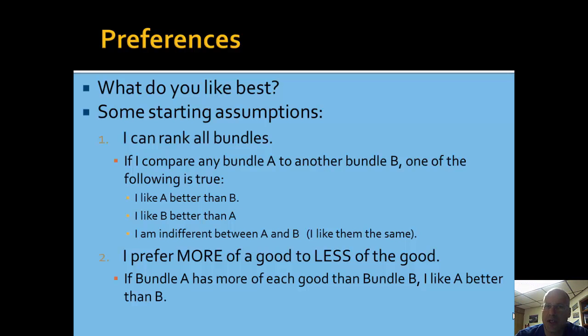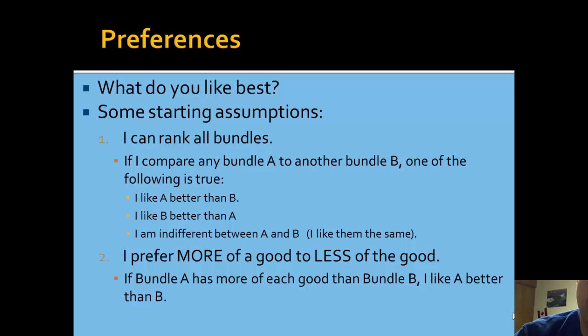The first assumption is that we can rank everything, that we can decide what we like better, and that's mostly, I think, an innocuous assumption. It's pretty straightforward, and I don't think too many people would argue that that's an unreasonable assumption. That basically, if I can compare one bundle to another, one of the following things is true. Either I like the first one better, I like the second one better, or I like them both the same. That's our assumption number one.